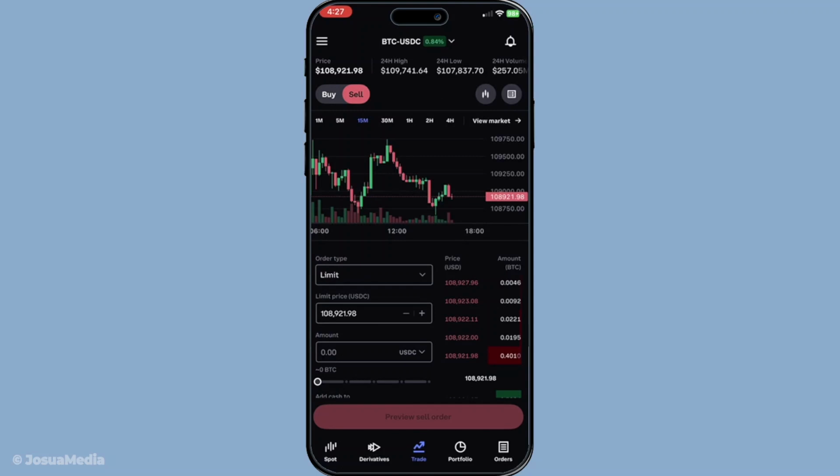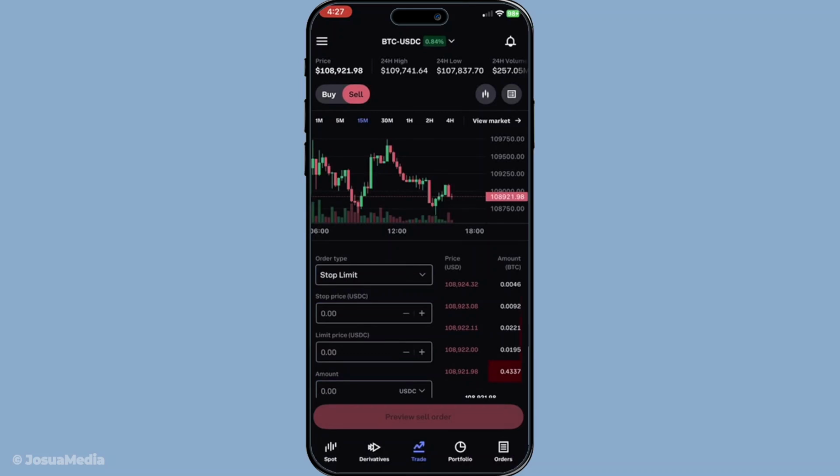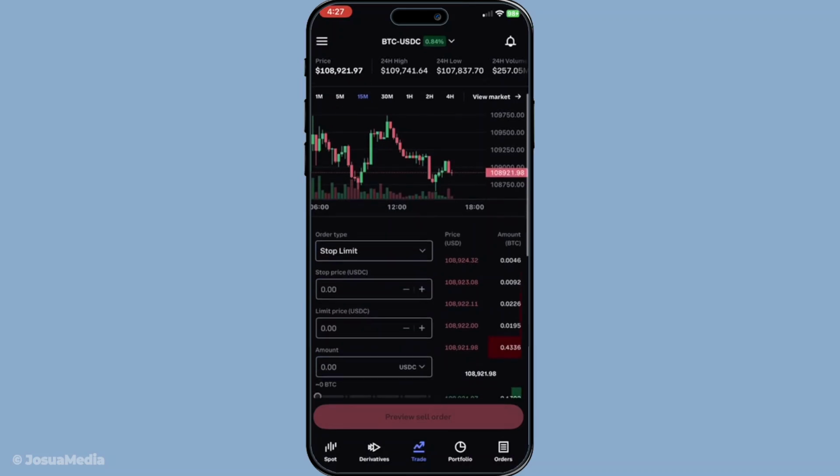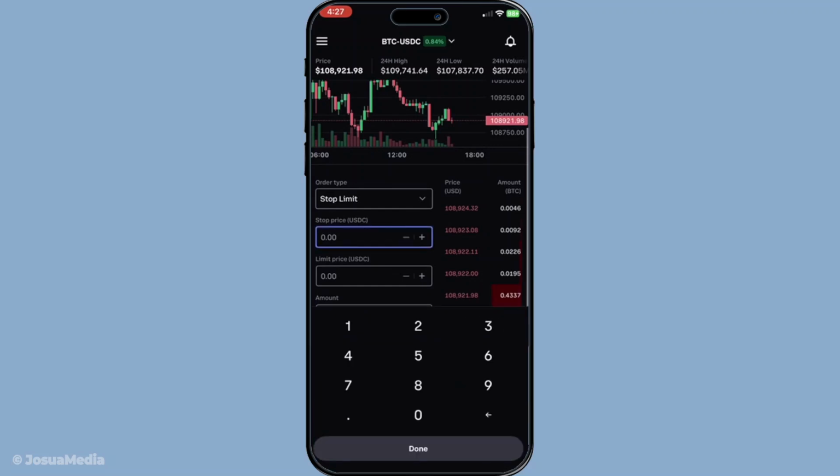Now look for the order type section and click on stop limit. This is where the magic happens. A stop limit order is a two-step order that allows you to set a trigger price and a limit price. The trigger price is known as the stop price, which when reached turns your stop limit order to a limit order. Once you're in the stop limit section, input the stop price.